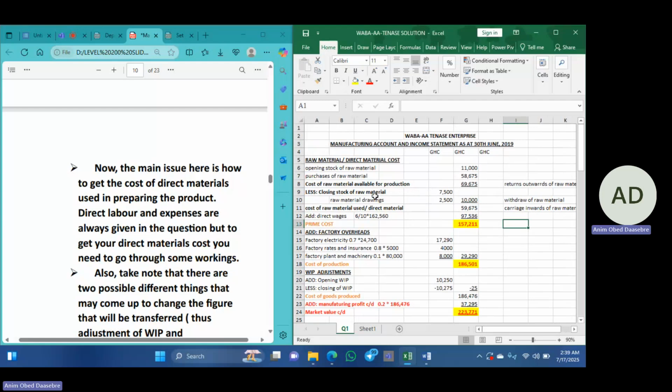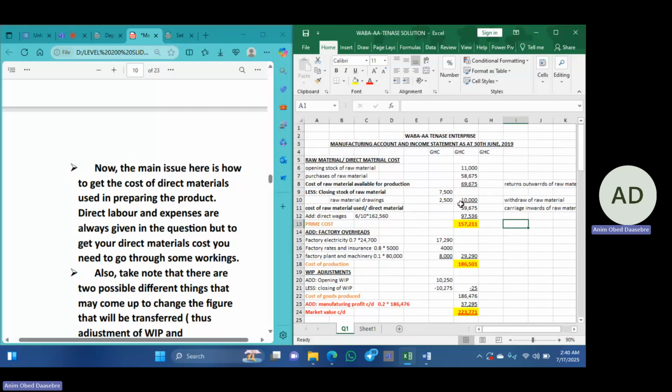Whether you adjust the raw material drawings on the purchases of raw material, or you hold it there and you come and add it together with the closing stock of raw material, then you less them from the cost of raw materials available for production. Either way, you are correct, you are not wrong, right? So either way, you can use it, right?